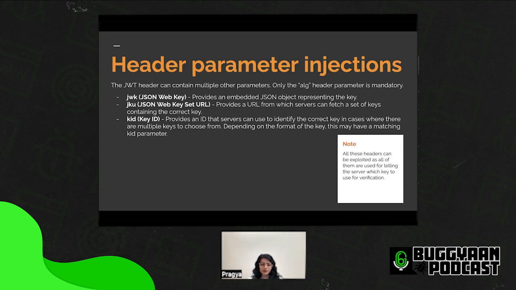So that's KID. I hope these three headers are clear. One is simply showing the key in JSON object. Second is the URL. Third is some kind of identifier which tells the server that this particular key you have to use for this use case.